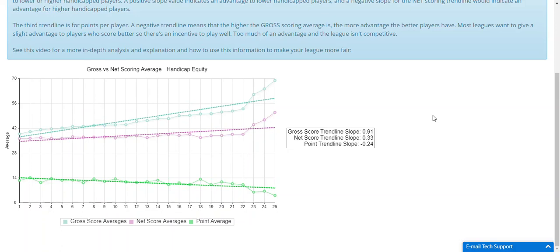So with this, you'll notice that the gross score trend line goes up fairly steeply. We had some higher handicap players in here. These are 9-hole scoring averages. So we have a number of players who were scoring 60 to 70 for 9 holes. And their net score also was very high. And you can see that by the slope for the net score trend line going up fairly high and the points going down pretty steeply.